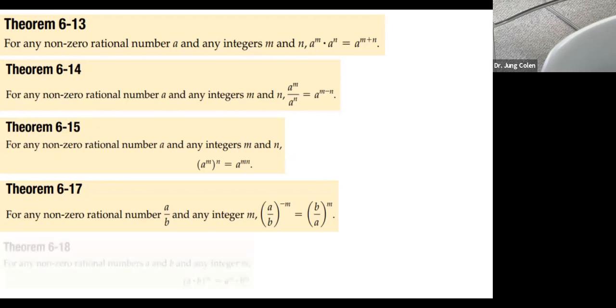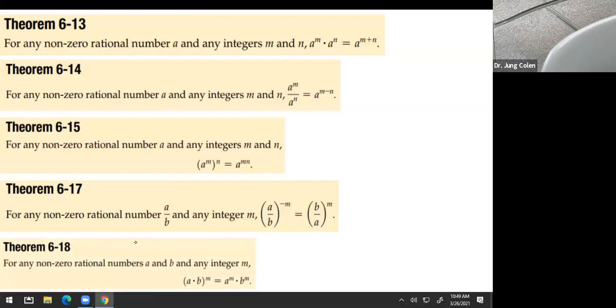Okay. All right, last one here. For any non-zero rational numbers a and b and any integer m, a times b, whole thing to the m's power, what do we do? You're going to distribute that power to each of the bases. Okay? So what that means here is this.